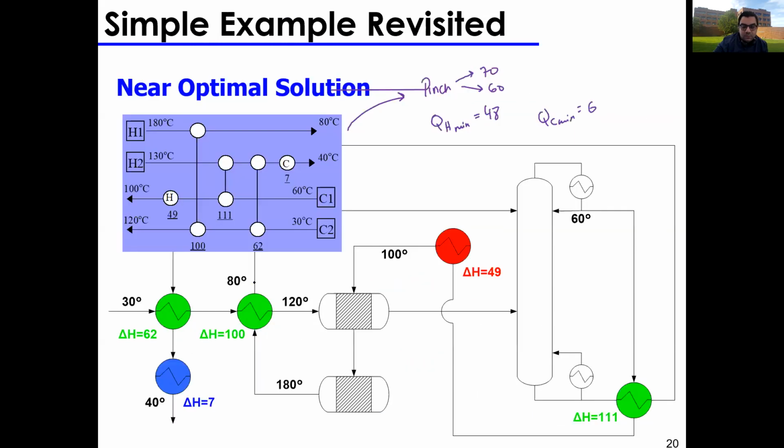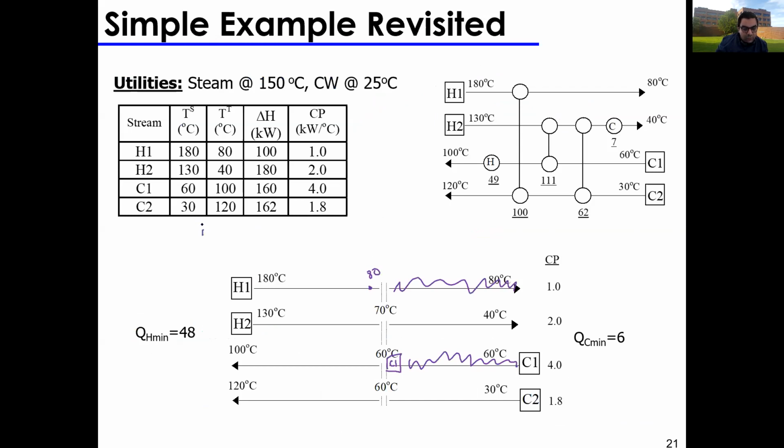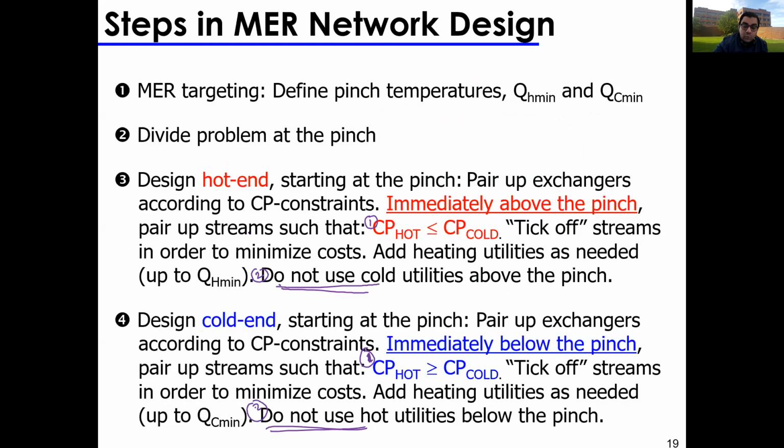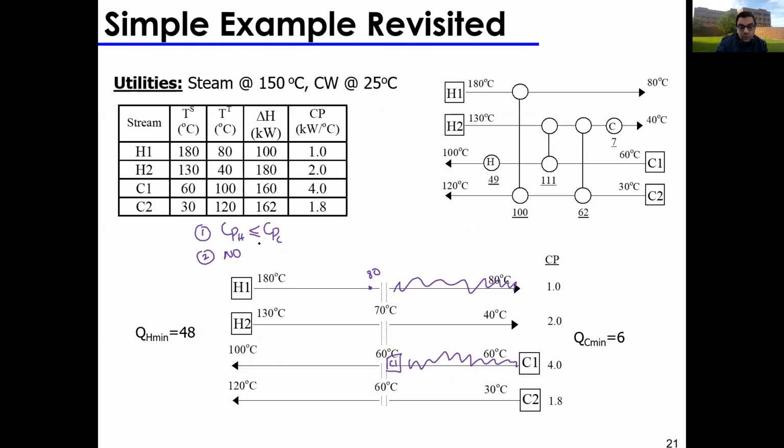So we said above, CP hot less than CP cold. So on this side, I have two rules I need to follow. CP hot has to be less than CP cold. And number 2, we said what? No cooling. And on this side, below the pinch, I have basically the reverse rules. CP hot has to be greater than CP cold. And number 2, no heating. And this will be the basis for me to connect these streams.